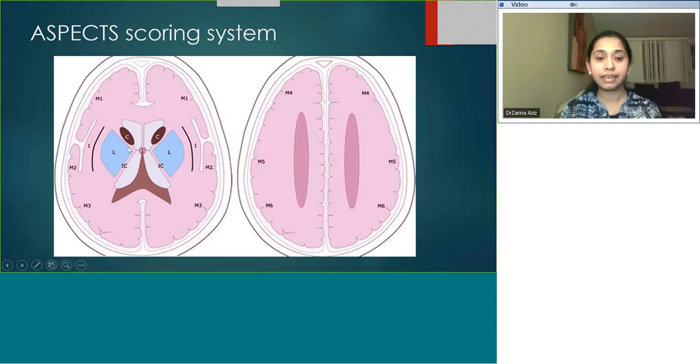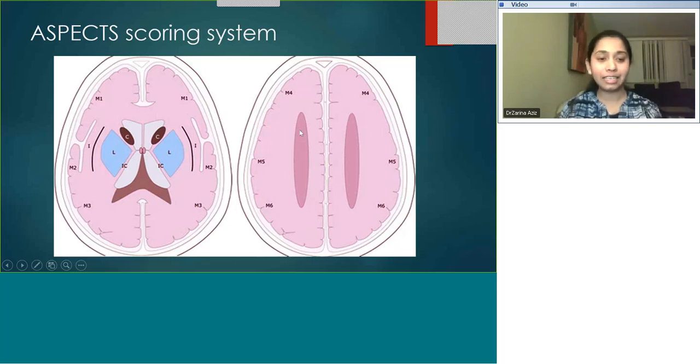At the level of the basal ganglia, you have 3 points: caudate, lentiform, and internal capsule. So these are 1, 2, 3, 4, 5, 6, 7. So 7 score at the level of the basal ganglia, and 3 more score at the level higher than that. That is, anteriorly the frontal area is M4, then the frontoparietal region is M5, and the parietal region is M6. So these are arbitrarily given these numbers and a score of 1.